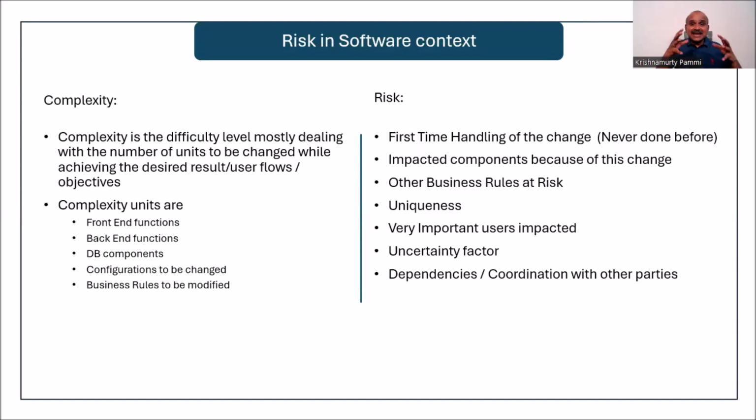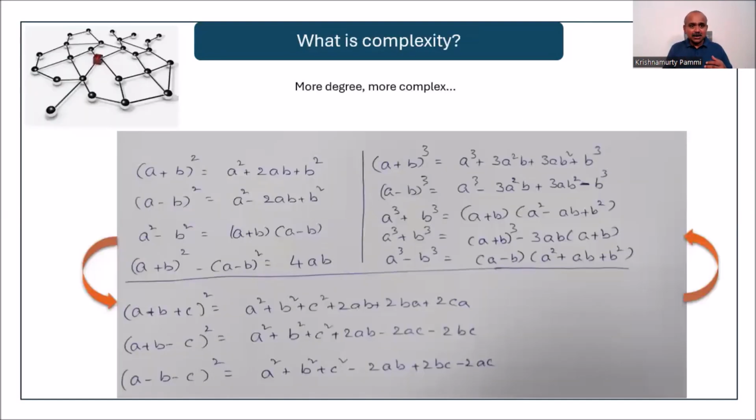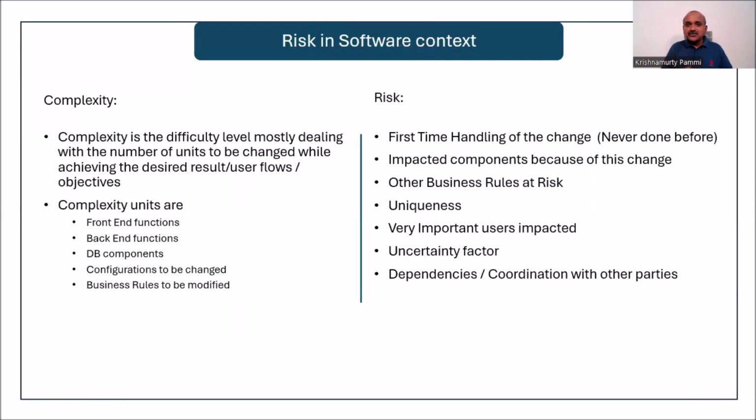Now, complexity at the outset, you can think about it as the number of variables and the degree at which you are dealing, right? More number of variables, more complex. So in our software context, it is how many functions you are going to deal with, how many backend, how many front end, and how many database components, what are the configurations, what are the business rules, right? These are the set. More number means more complex. Now, what's the risk? Risk means first-time handling of a change. That means our team has never handled this thing before. It's the first time. So we may be successful, we may not be successful. So that is a risk.